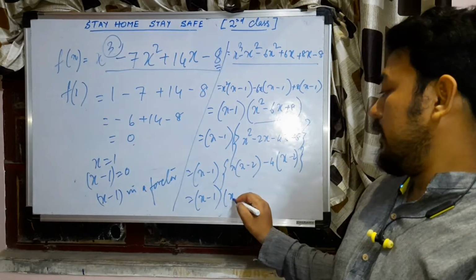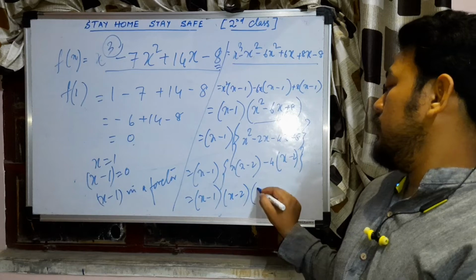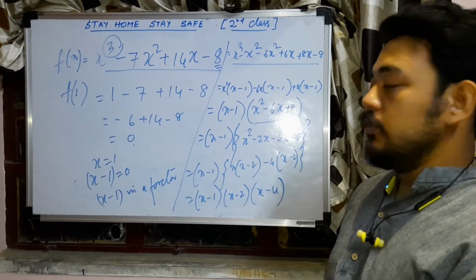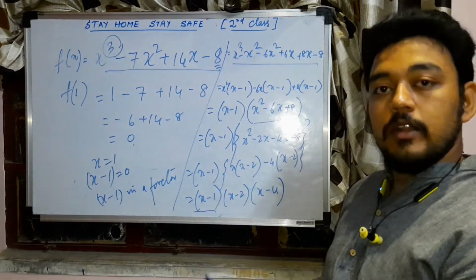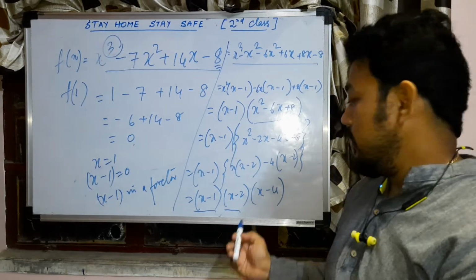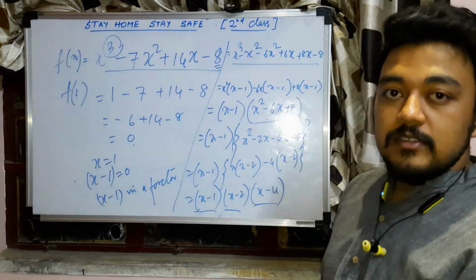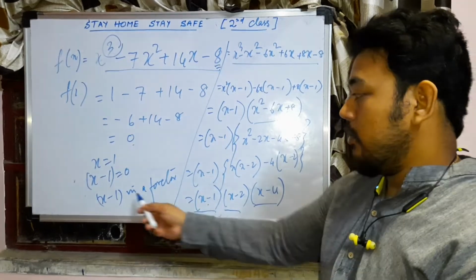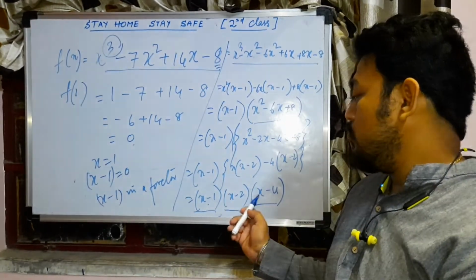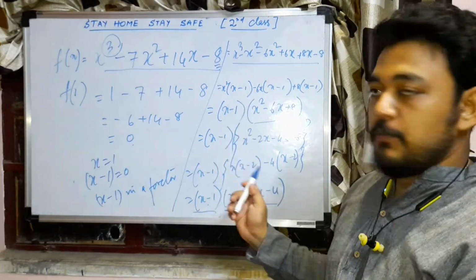From here I will take common x minus 2, then it will leave x minus 4. So you see we have got x minus 1, x minus 2 and x minus 4 as 3 factors. The first one we already have got, and the second 2 we have got from this process.